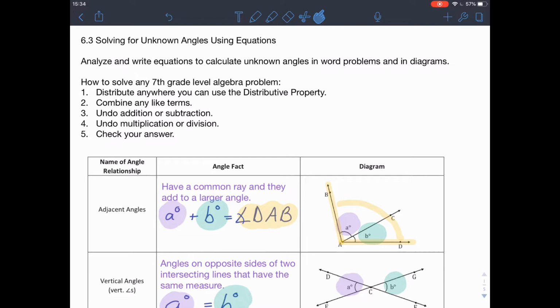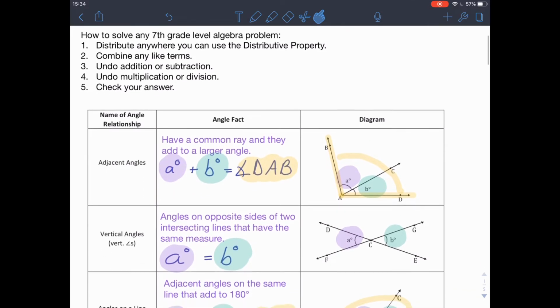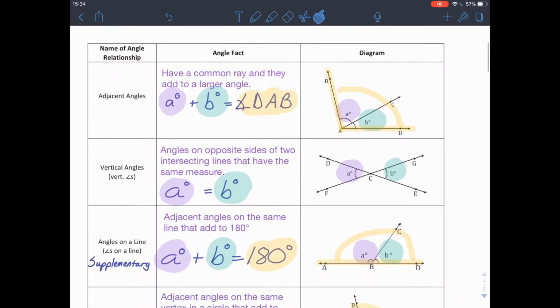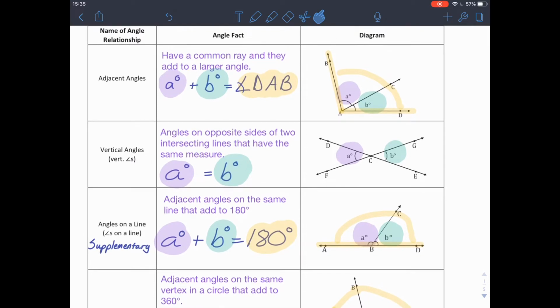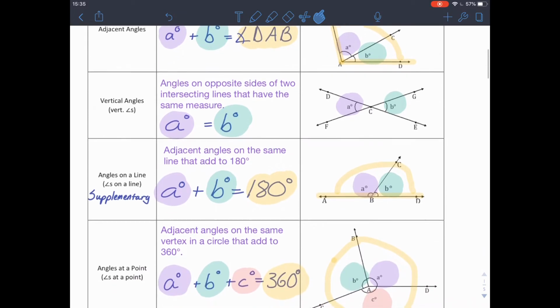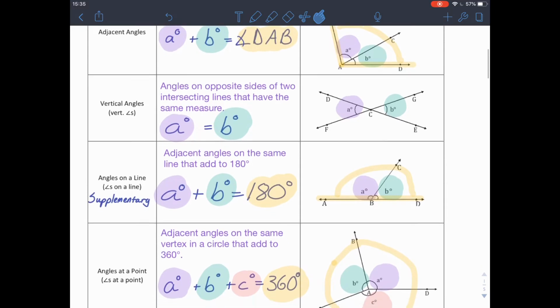The other thing that we'll be using are angle relationships from Module 3. So we talked about adjacent angles that have a common ray and add to their larger angle outside of them. We have vertical angles, which are on the opposite side of intersecting lines. We look for that X shape, and those are equal. We have supplementary angles, which are two adjacent angles whose outside rays form a straight line, which is 180 degrees. And then we have complementary angles as well, which add up to 90. Those are a type of adjacent.